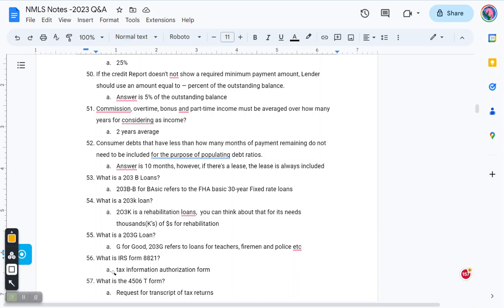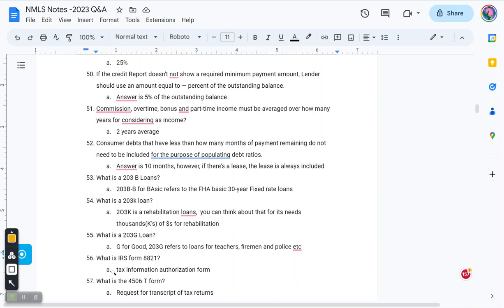Next question. What is a 203B loan? 203B, B for basics. So a 203B loan refers to the FHA basic 30-year fixed rate loan. So the way you can remember it is B for basic. So it's a FHA basic 30-year fixed rate loan.